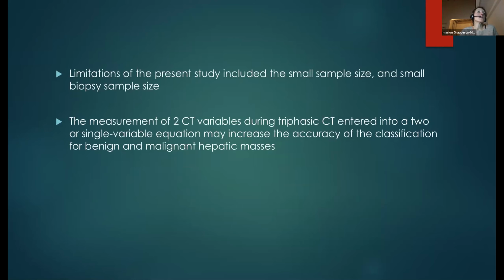So the measurement of these CT variables in multiphase CT and the use of this equation can increase the accuracy of the classification of benign and malignant hepatic masses. If you're ready to do all this ROI, equation and measurement, maybe it can be interesting to see if it's really accurate, but why not?